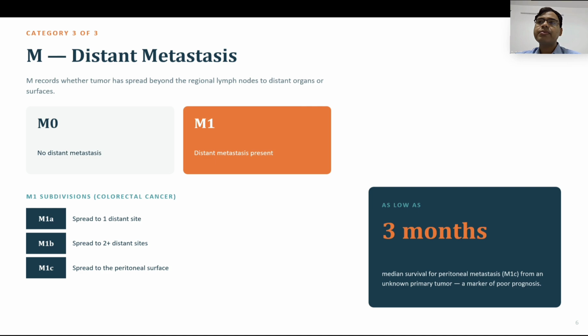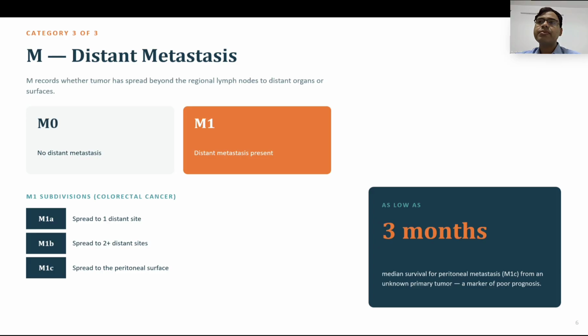When it is spread to two sites, it is called 1B. When it is spreading to the peritoneal surface, it is called 1C. So same philosophy, same logic. Even when there is metastasis, it is 0 or 1. Now even amongst 1, we move to 1A, 1B, 1C. There is no M2. It is only M1.